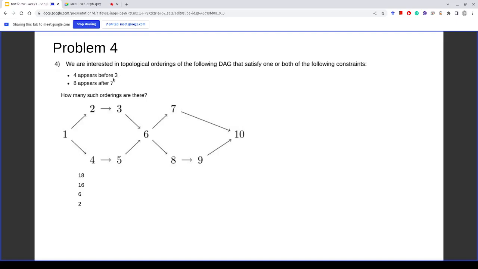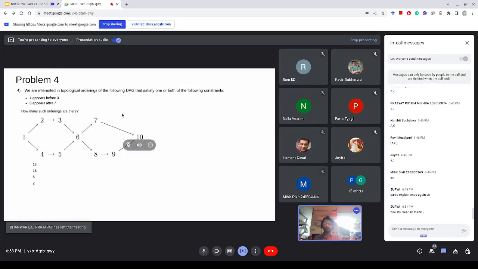You are given these two constraints. So essentially you need to figure out all the possible topological orderings you can have here, and from that total number you have to subtract the orderings which do not satisfy the constraints that you are given. So forget about the constraints first. First just think about what the total number of topological orderings that this graph can have is. And before I tell you any more information, just attempt it.